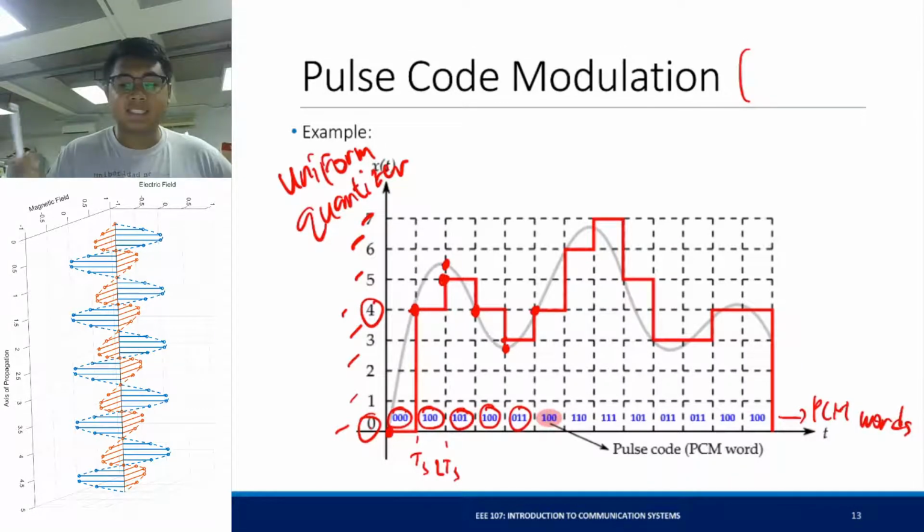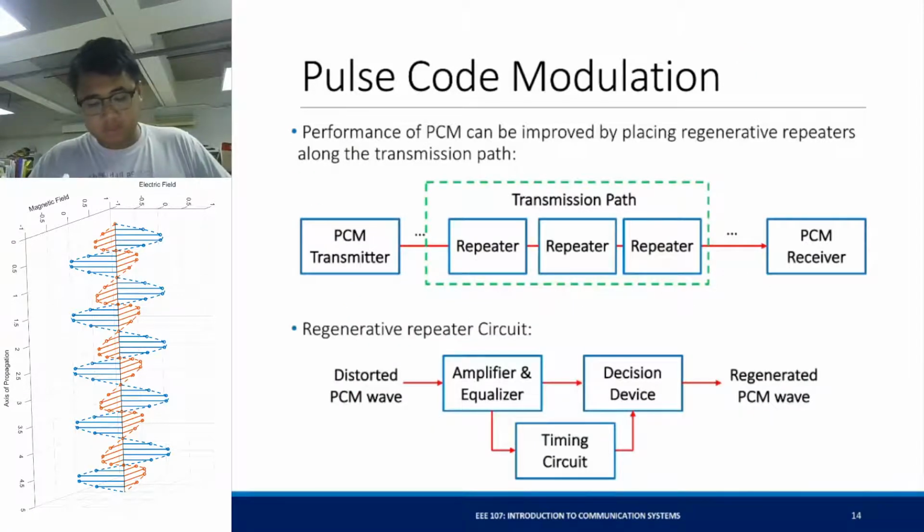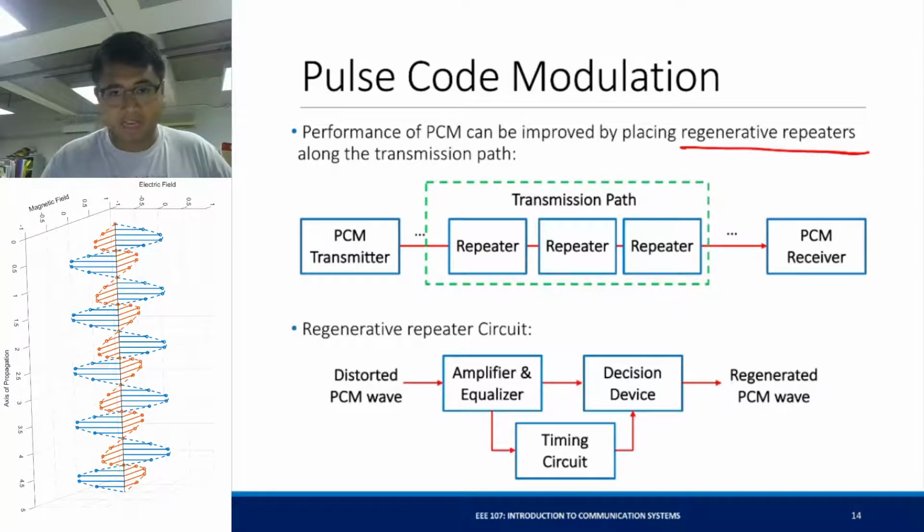Right? And this is the output of a pulse code modulator. As you can see, your analog signal is now represented as bits. Okay? So because of this, if we represent these analog signals as pulses, your performance can be improved by placing repeaters along the transmission path.